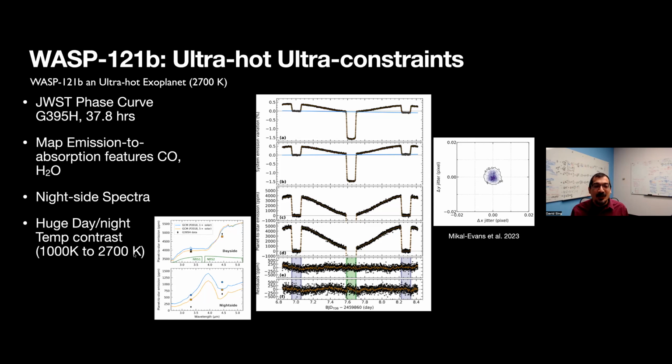This planet has a huge day-night contrast. So the day side is about 2,700 Kelvin. We see that from the data. And the night side is just over 1,000 Kelvin. So these are two really different chemical regimes on the same planet, just day side to night side.